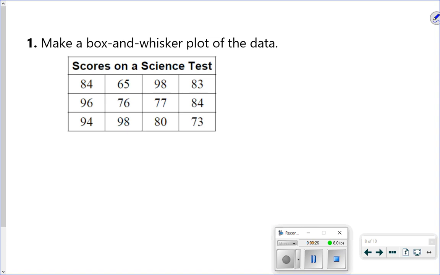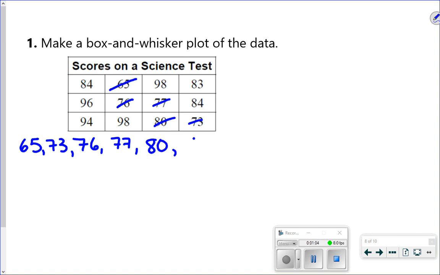So the first step on a box and whisker is to order our numbers least to greatest. So that's what I'm going to go ahead and do here. So I'm looking at my numbers, 65. I'm going to go ahead and just cross them out as I write them, and that way I know I'm not missing anything. 76, 77. Looks like 80 is, oops, I missed 73. I'm going to squeeze it in here. 65, 73. All right. Okay, 80.